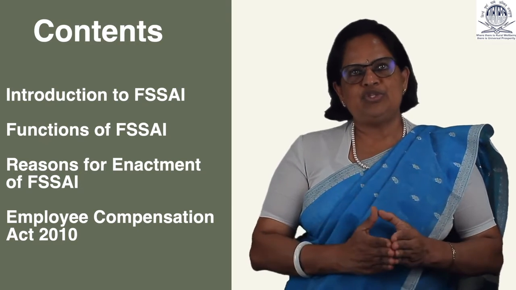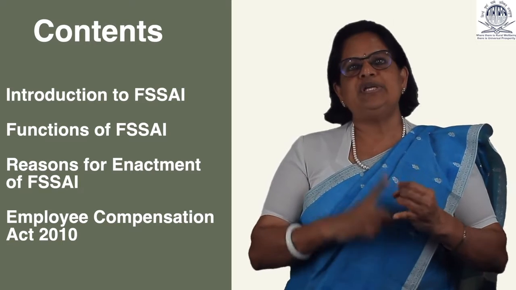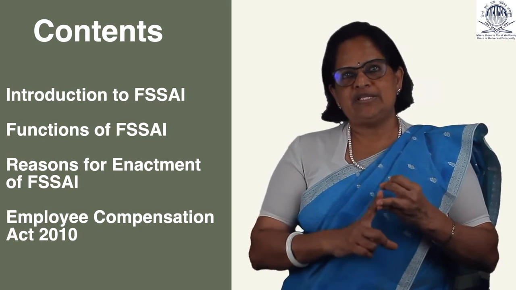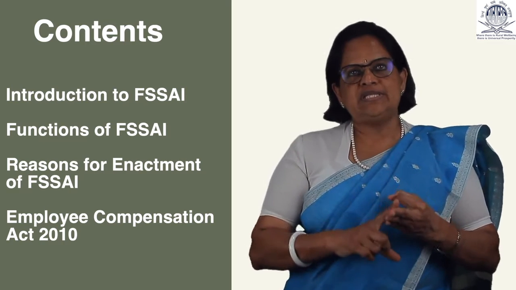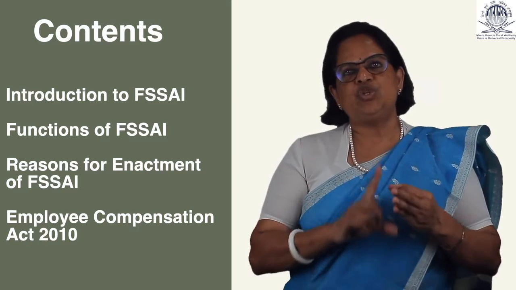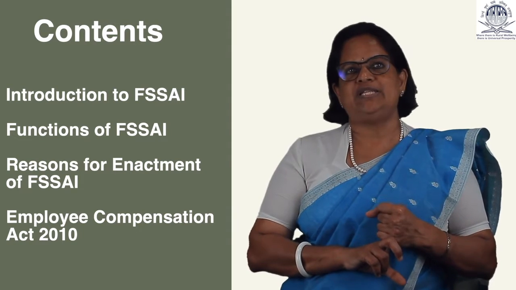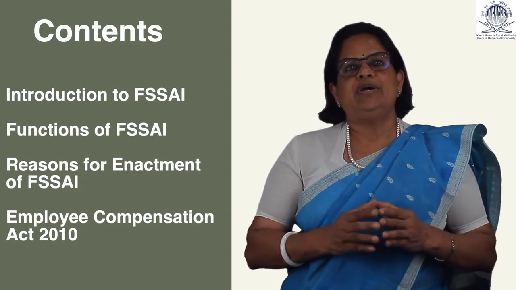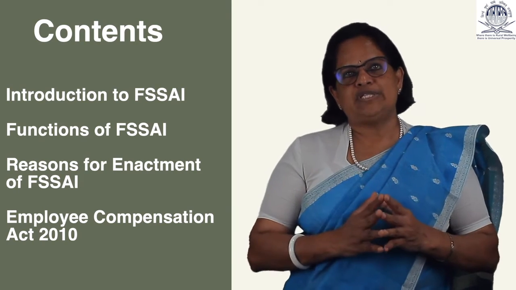The 4 units will be: the first unit is an introductory chapter. Second chapter is various acts. The third is Sale of Goods Act, and the fourth and last chapter is Consumer Protection Act 2019. This unit, that is chapter 2, will be covered in 5 modules.